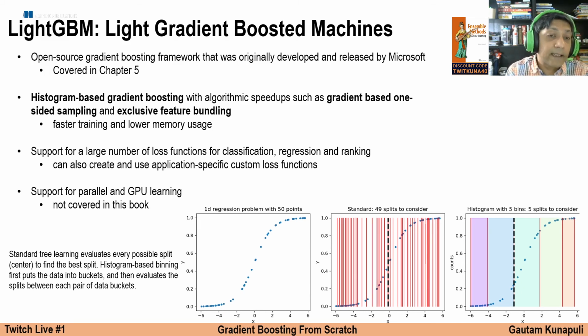So if I have a data set of, I don't know, 100,000 data points, that means I have to consider... So an example here is if I have a 1D regression problem with 50 points, what is a good split? Well, I can put a split between this point and the other 49. I can put a split between this point and the other 40. That's exactly what is shown over here, right?